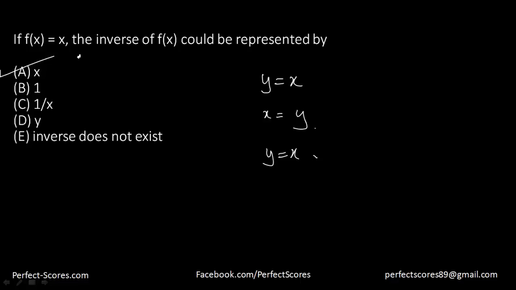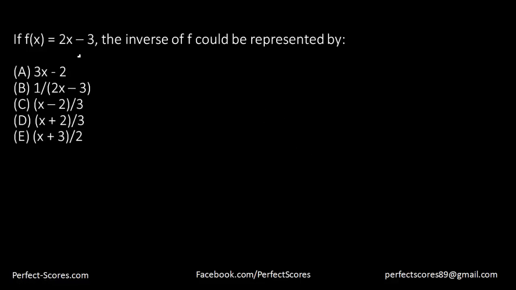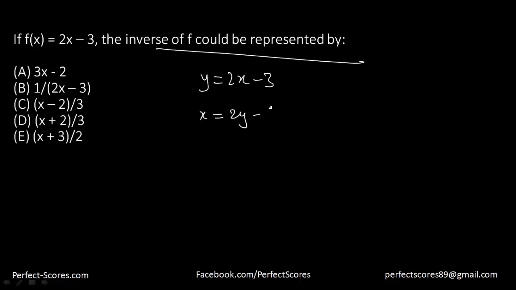Pretty easy. I hope you're able to understand what I'm trying to say here, guys. Let's move forward to the next question. He says y is equal to 2x minus 3. What is going to be the inverse? So that is going to be x is equal to 2y minus 3. x plus 3 is equal to 2y. And x plus 3 over 2 is equal to y, which is our answer option E.